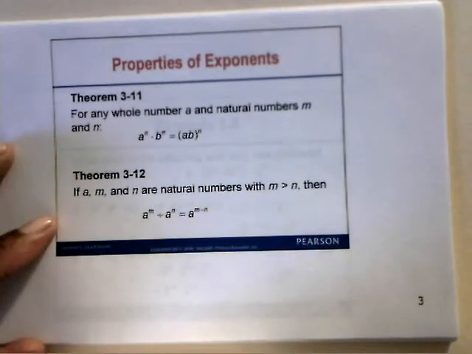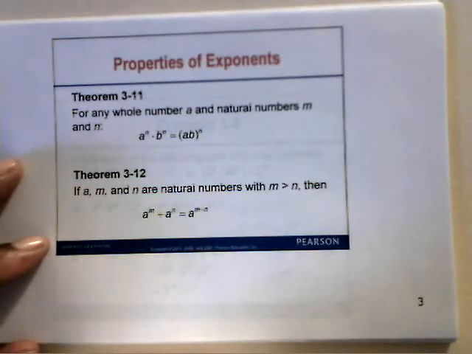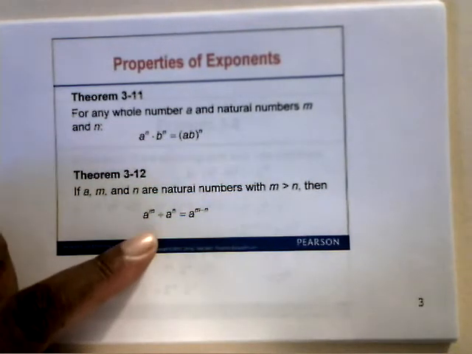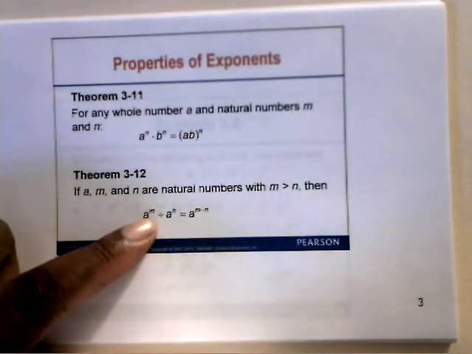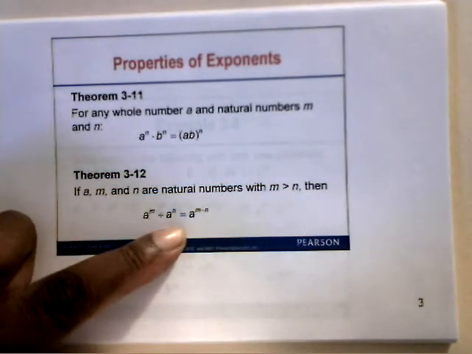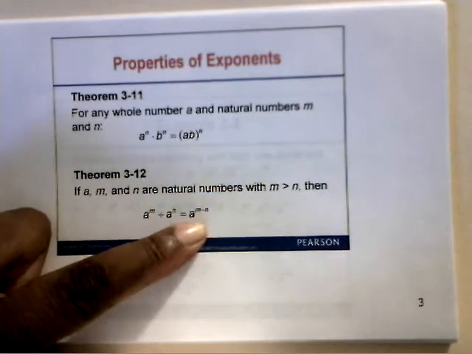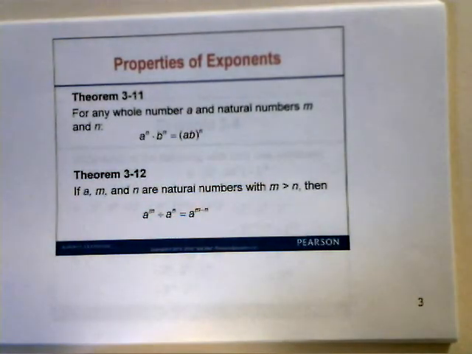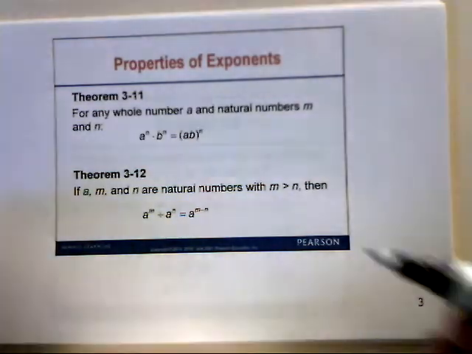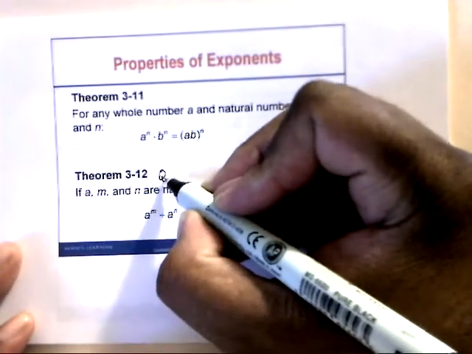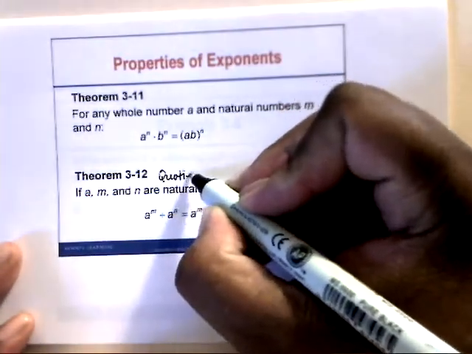And then theorem 3-12, if a, m, and n are natural numbers where m is bigger than n, then this one is the quotient rule. A to the m divided by a to the n is equal to a to the m minus n. So when you're dividing powers of the same base, you're going to subtract your exponents. So theorem 3-12 has a special name called the quotient rule.